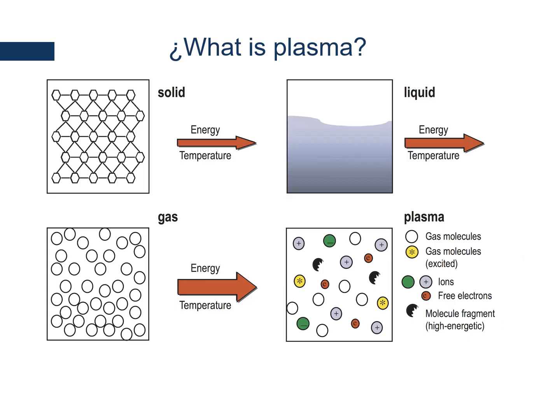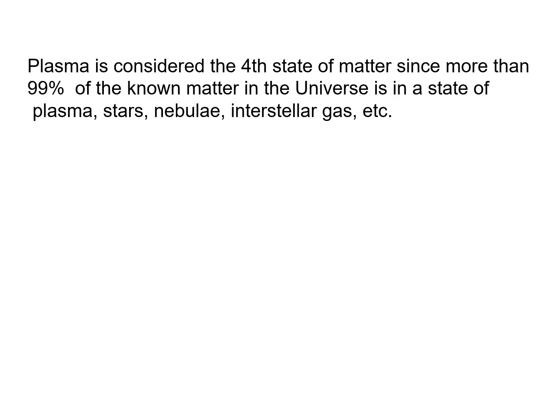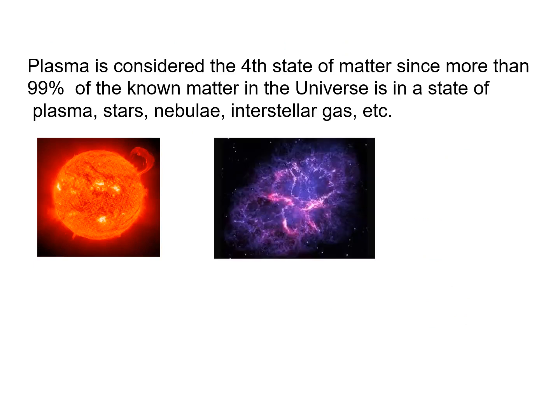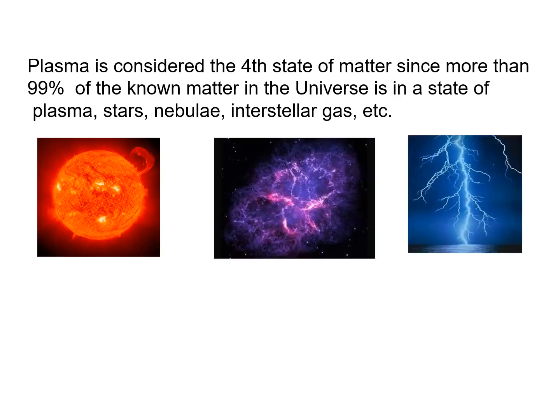Plasma is a gas where a fraction or all of the atoms that compose it are ionized due to its high temperature. The plasma considered as a whole is electrically neutral, and the ionic charges are equal to the number of free electrons. Plasma is considered the fourth state of matter, since more than 99% of the known matter in the universe is in a plasma state, for example stars, nebulae, interstellar gas, etc.